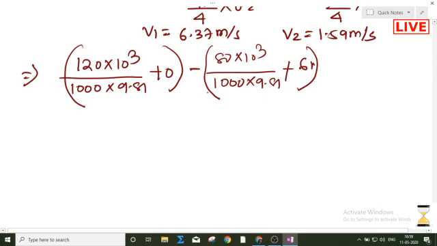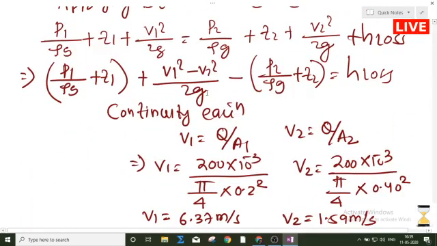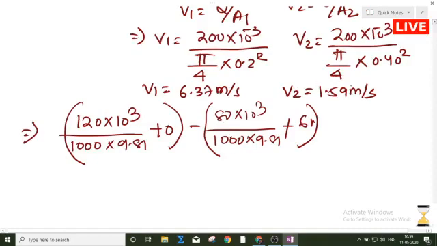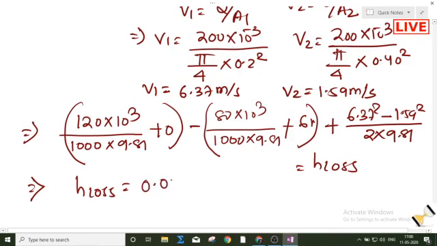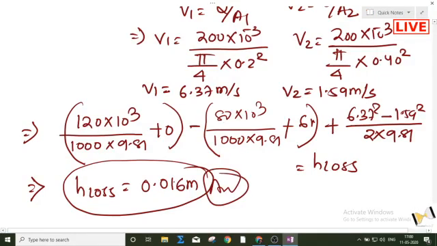And next, plus V1 square minus V2 square by 2g. So this is plus 6.37 square minus 1.59 square divided by 2 into 9.81. That will be equal to the total head loss. So now if you find out the total head loss, it is coming out to be 0.016 meter. This is my answer, 0.016 meter.